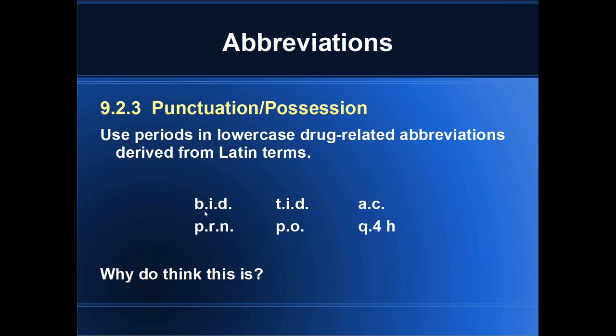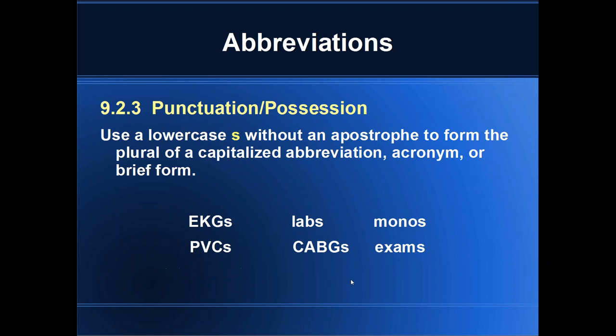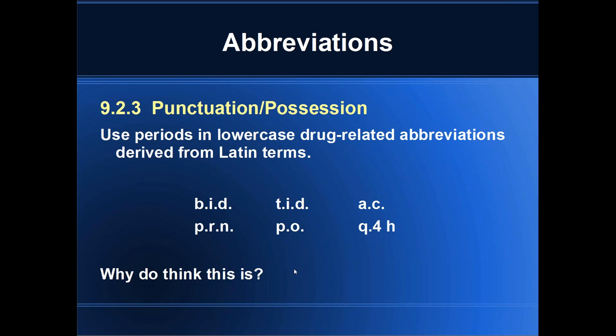So why do you think b.i.d. and things related to drug-related abbreviations have periods? I think I missed the question. Oh, yeah, no, I didn't answer it yet. Because why do you think that is? Sorry, it doesn't actually have the answer. That's right, Christine. You're absolutely right. Because you don't want them to be misread as a word. And, of course, as we know, BID without the periods can be a word, bid. And TID, well, it couldn't really be, but you can see how it could easily get misread as a word. Okay?